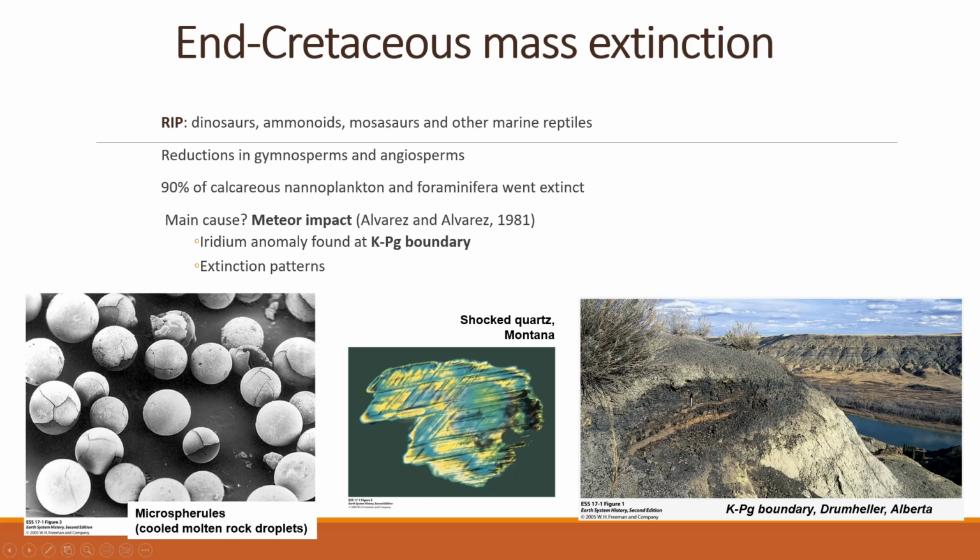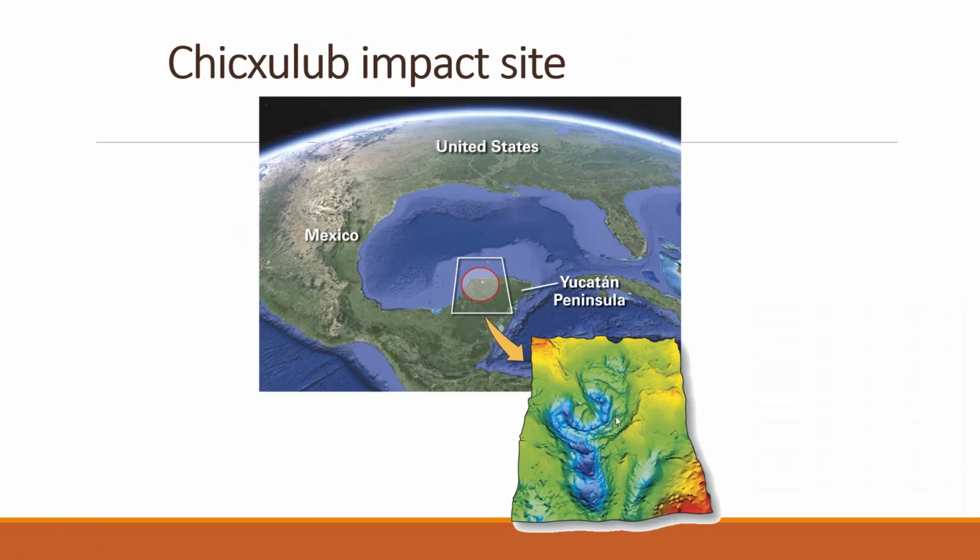Here's an example where we can actually go stick our finger on this boundary in Canada. These are cooled molten droplets that are from this time period as well, which indicates that we had vaporized rock. So this happened at the Chelyabinsk impact site off the Yucatan Peninsula in Mexico. So the likely site of this impact is the Chelyabinsk crater. It lies beneath the northwest corner of the Yucatan Peninsula.